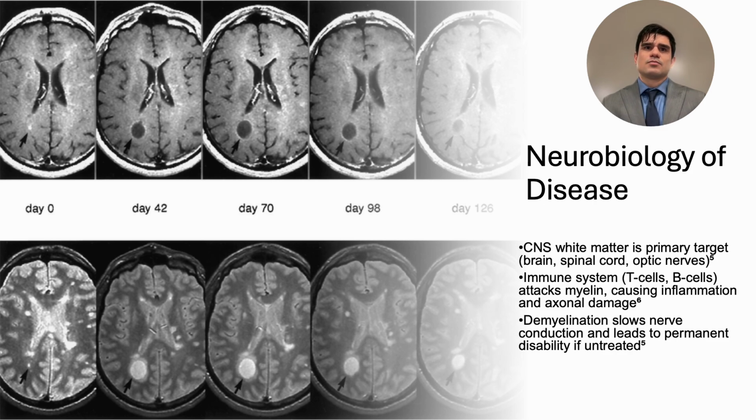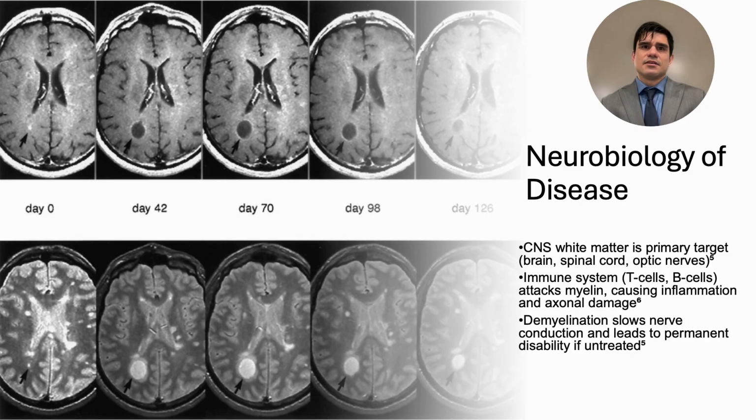So the disease primarily targets CNS white matter, which includes the brain, spinal cord, and optic nerves. The immune system, including T cells and B cells, mistakenly attacks myelin, leading to inflammation and axonal damage. This demyelination slows nerve conduction and can eventually lead to permanent disability if left untreated.